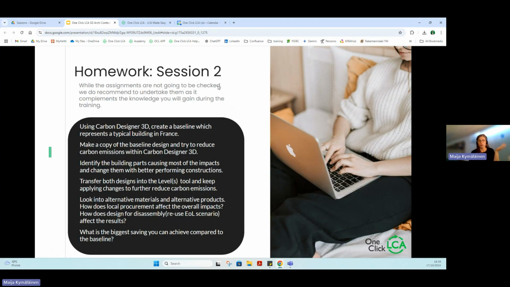So as a homework, of course, optional, but in case you want to put some more effort into this, you could use Carbon Designer. I hope that you have now taken a look at the OneClick LCA platform, but also go in there and enter the Carbon Designer tool and take a look. What does it require? Model a building with it and see what kind of results you get. And then you can either edit the data in Carbon Designer, create copies and optimize those copies, or you can bring them into the tool and keep applying changes for further reduction of carbon emissions, and also look into alternative materials, alternative products, and so on.